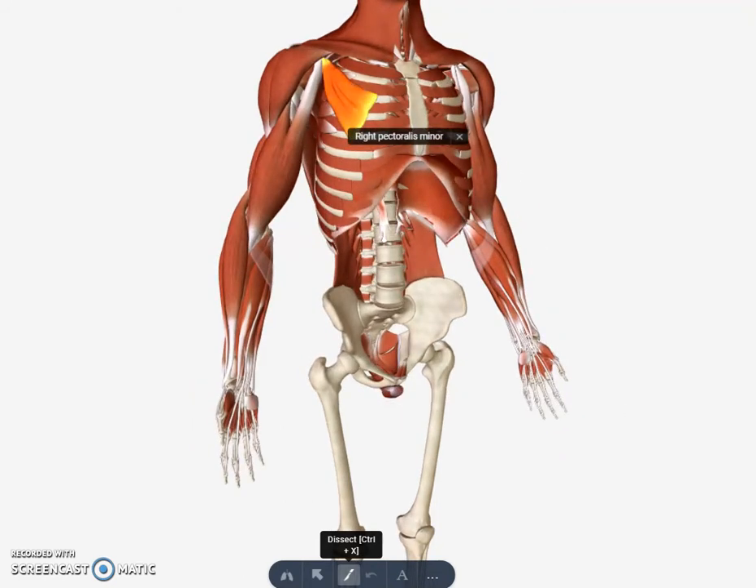This is the pectoralis minor. It protracts the scapula. The origin is the second to fifth ribs, and the insertion is the coracoid process.